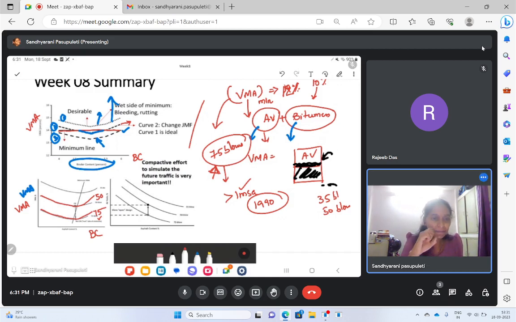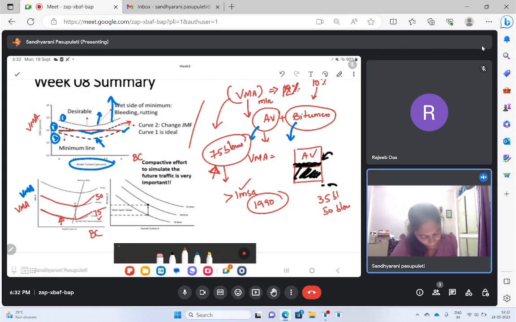But if somebody presses more, then what happens? More amount of water would be coming out. In the same way, we expected that the traffic would be less, so we designed for 50 blows. But in the field, if you get more traffic, that means that is coming onto this 75 blows curve.